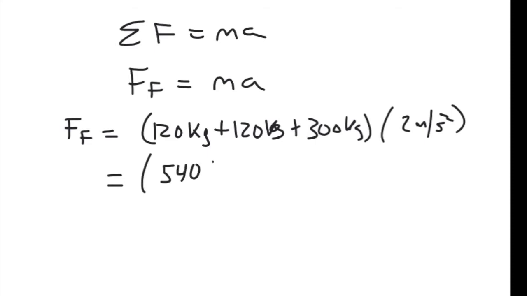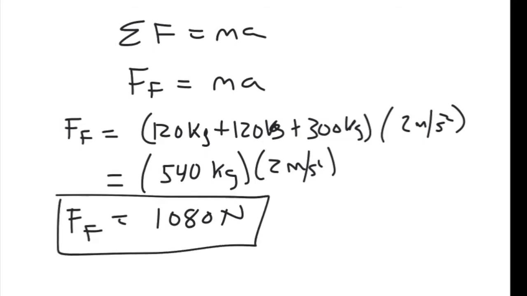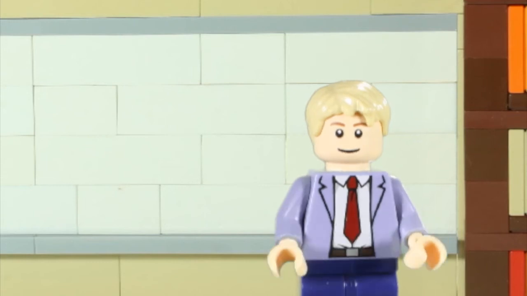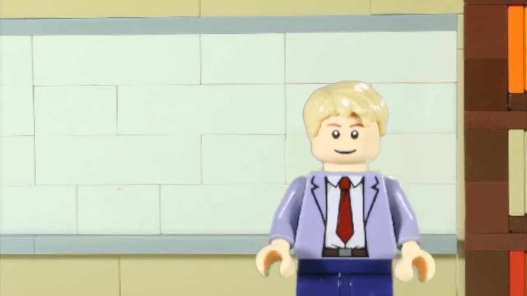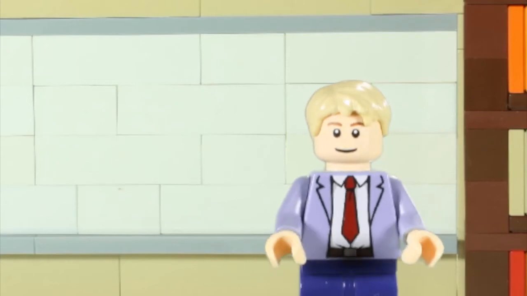So the friction equals 540 kilograms times 2 meters per second each second. Notice that this also gives us a friction of 1,080 newtons. We get the same answer. That's good. When using Newton's laws on complicated systems, you can apply the rules to the whole system or to any part of the system, and you'll get consistent answers.